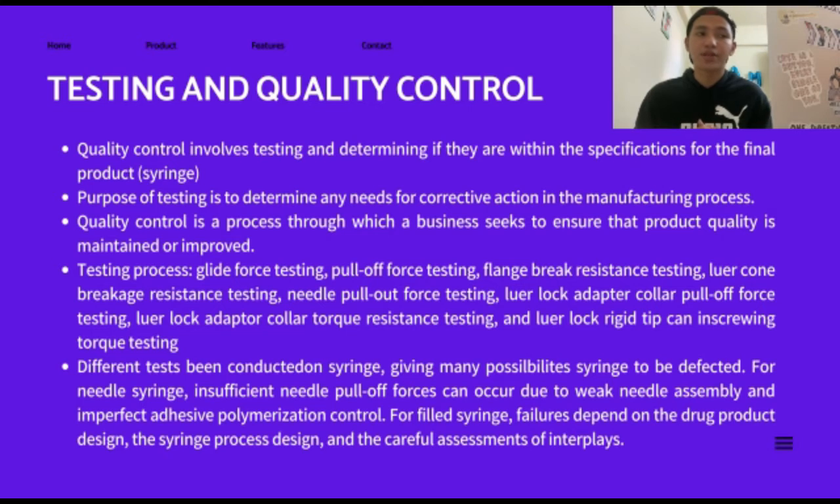imperfect adhesive polymerization control. For filled shrink, failure depends on the drug product design, the shrink process design, and the careful assessment of interplays. High injection force, long injection times, and general issues with gripping the shrink are examples of the quality control.